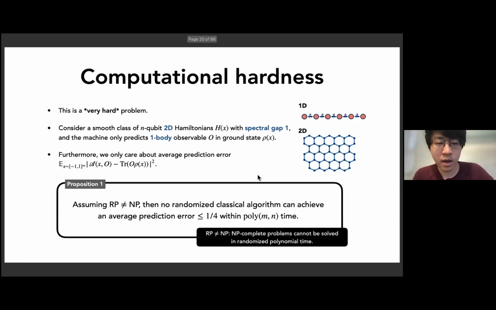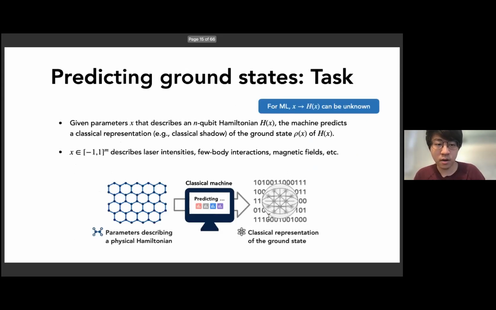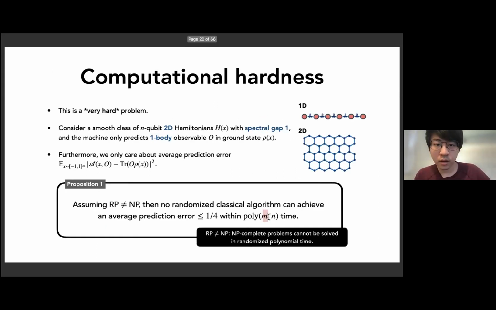One could show that even under these two conditions, in proposition 1 of our paper, we proved that assuming NP-complete problems cannot be solved in randomized polynomial time, then there's no randomized classical algorithm that can achieve an average prediction error of 1/4 within time polynomial in small n. Small n is the number of parameters in this vector x, and small n, which corresponds to number of qubits in the system that we care about. So basically, it shows that this is very hard.